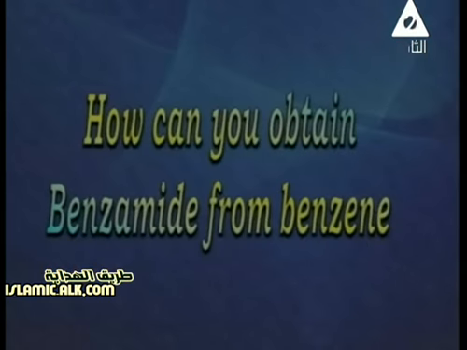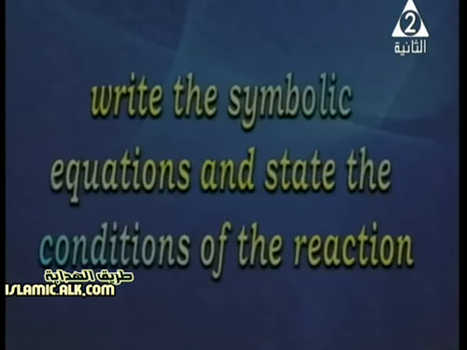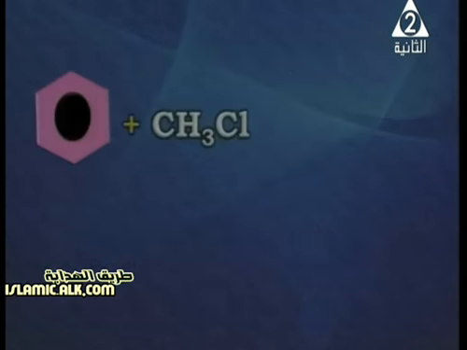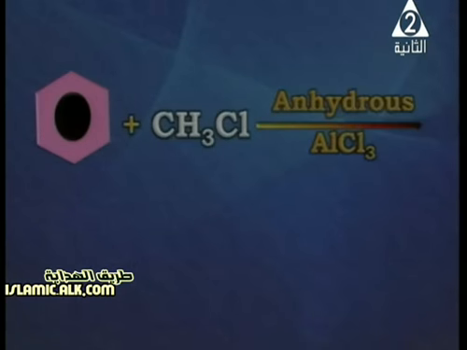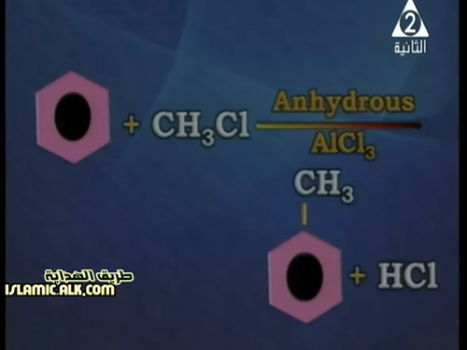Here, my dear student, how can you obtain benzamide from benzene? Write the symbolic equation and state the condition of the reaction. As the equation proceeds on the screen, when benzene reacts with methyl chloride in the presence of anhydrous aluminum chloride and heating, which is a Friedel-Crafts alkylation reaction, it gives toluene and releases HCl.